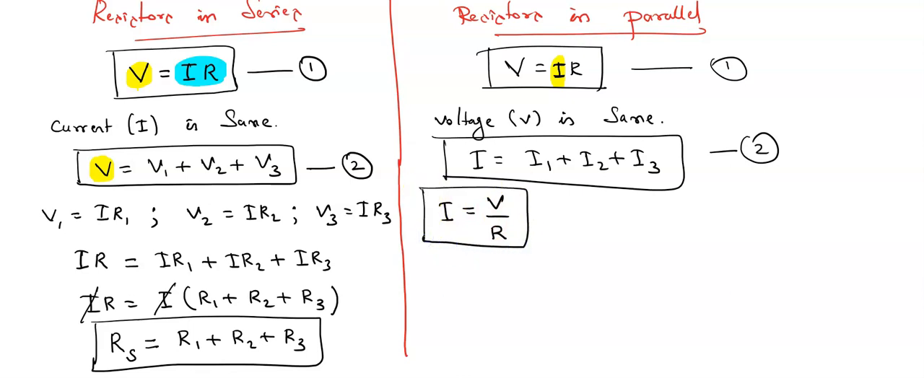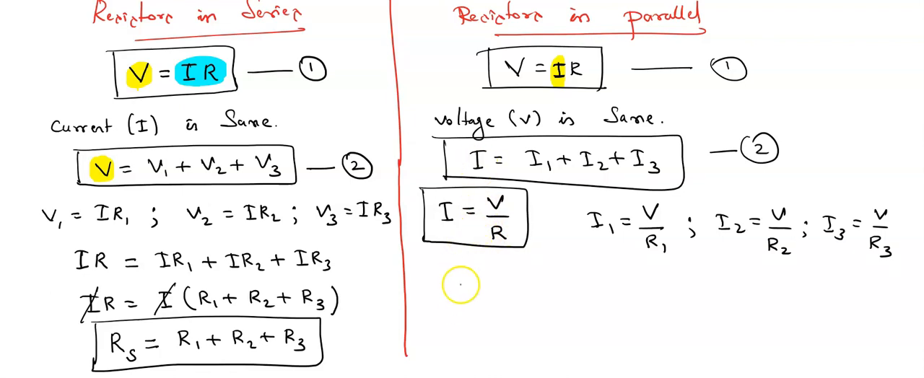Now what do we need? We want I1, right? So I1 is equal to V, which is constant, by R1. What is I2? V by R2. Then I3 is equal to V by R3. Now shall we substitute here? Shall we substitute I is equal to V by R?